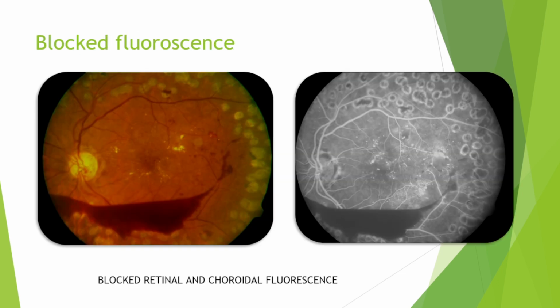So this is an image showing blocked retinal and choroidal fluorescence. You can see in this fundus photo the heme which is obstructing the retinal and choroidal view. As the vessels are not seen, we can say that the heme is located in the pre-retinal space. It is causing a blocked fluorescence.